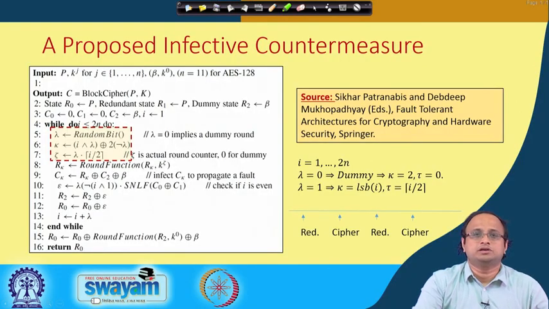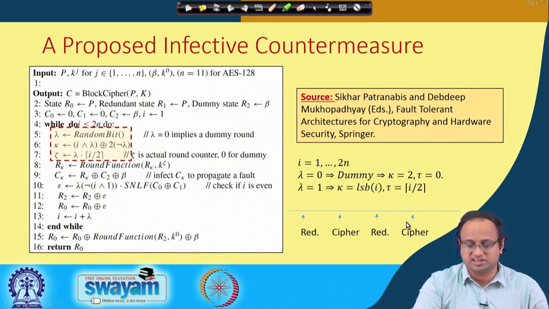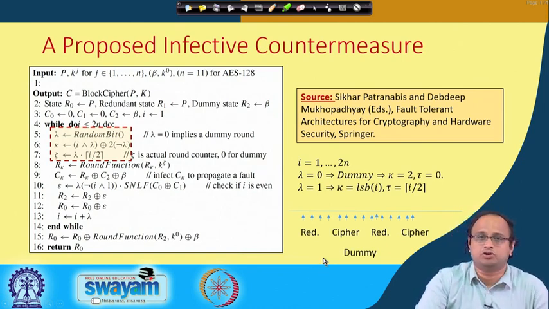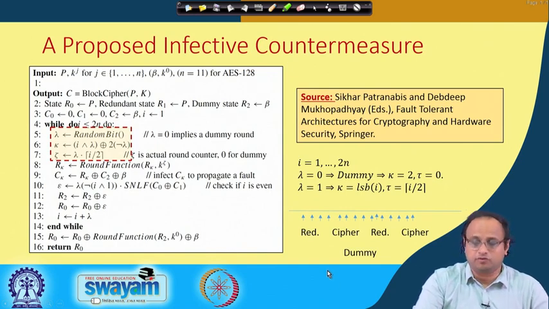To start with, this is a quick reminder of the infective countermeasure. It essentially has 3 rounds. Apart from the cipher round, there is a redundant round and also a dummy round which comes in spuriously. So it is a repetition of sequences of redundant and cipher rounds, but there are also intermediate dummy rounds which are indistinguishable from the redundant and the cipher round, and therefore it becomes very difficult for the attacker to know when to induce the fault.